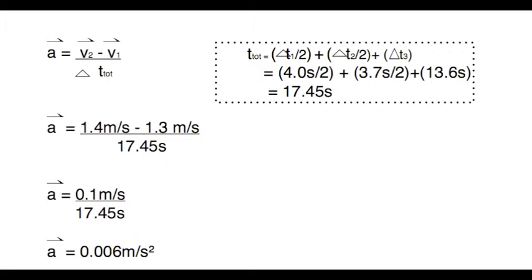Now that we have delta t total, by adding all 3 changes in time, we subtract our final velocity, which we already found in the max speed question, by our velocity initial. We then divide this value by our newly found delta t total to find acceleration, which is 0.006 meters a second squared.